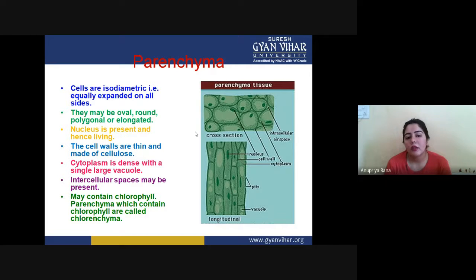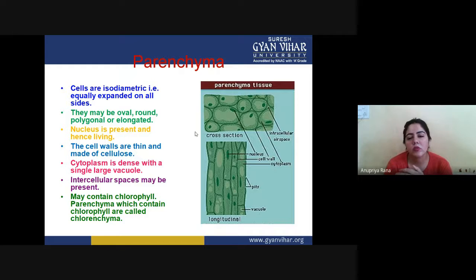If you see function-wise, parenchyma performs the function of storage at a very vast level inside the plant. So majorly when we are talking about any storage material inside the plant, the first name that comes to mind is the parenchyma tissue. These parenchyma tissues have a major role to play for storage purposes. That's why we have a large vacuole system inside them, because the function of a vacuole inside a cell is storage. So that's why they have a large vacuole. Intercellular spaces may be present.